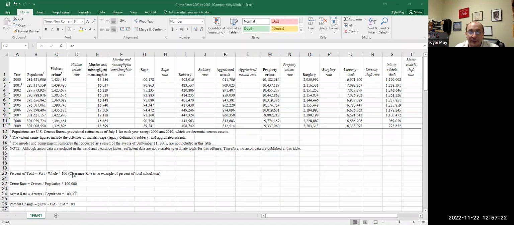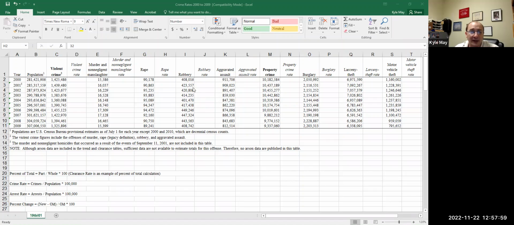I don't know of any assignment that uses the clearance rate, but that's an example of a percent of total. A clearance rate is the number of crimes that have led to an arrest or been cleared by arrest. So that is a percentage of the total number of crimes. So here we can look at this formula. Probably the formula you're most familiar with. It is when you take a part, you divide it by the whole number, and then you multiply by 100 to put it into a percentage form that you're familiar with.